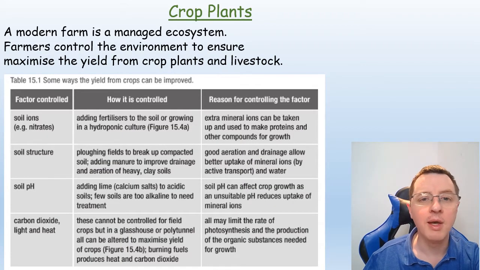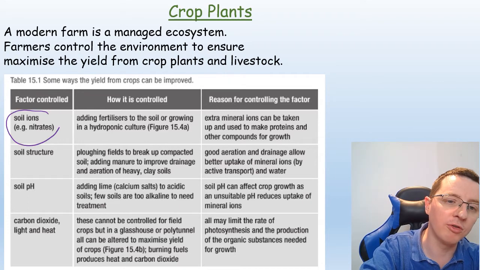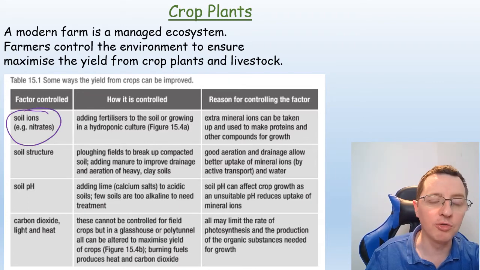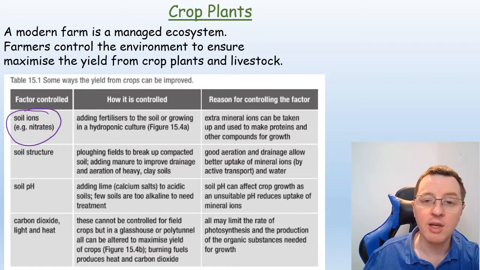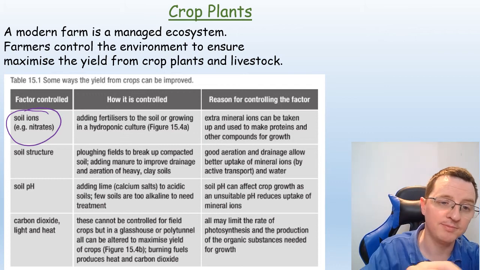So a modern farm is a managed ecosystem, and farmers control the environment to ensure that they maximize the yield of crops and plants and livestock. Farmers will be concerned with and control factors like the mineral ions in the soil, like nitrates, and they could do this by adding fertilizers or perhaps growing plants in a hydroponic culture. The reason we need to do this is because extra mineral ions can be taken up and used to make proteins and other compounds that plants need for growth. And this will of course increase the biomass that the plants have, and that will be good for the food chain and good for human consumption.